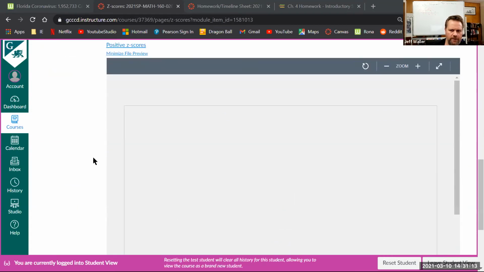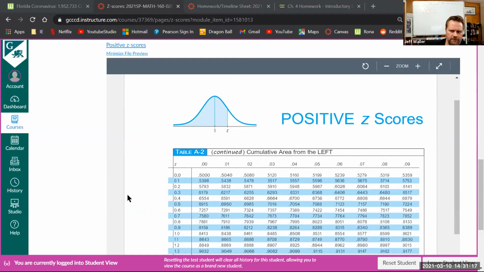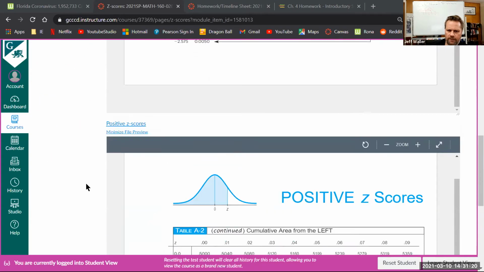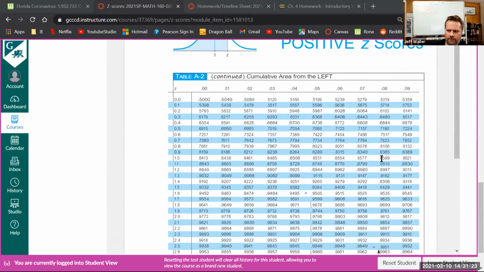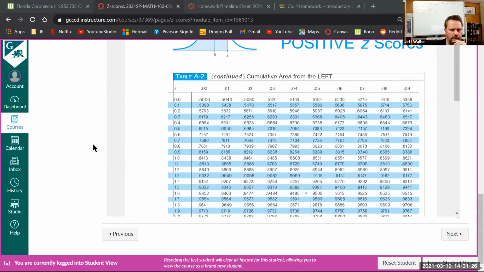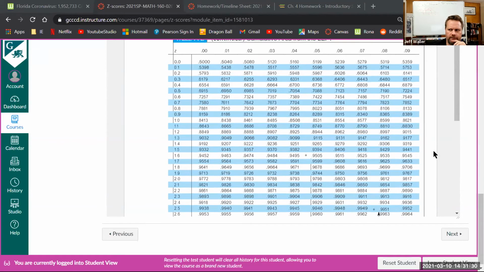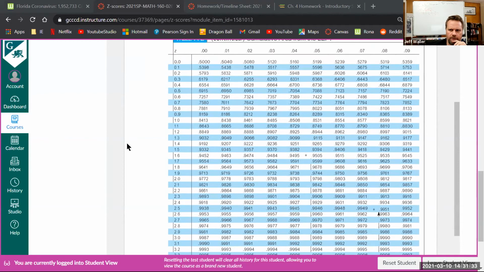All right, let's try a more complicated one. Let's come down here so I can show you the positive z-scores. So here are the positive z-scores. I think you can still read it. Okay, so let's try a problem out here. I want to know the probability that z is greater than 0.76. Can you draw that first? And of course, I'm working with a normal curve. What's the probability z is greater than 0.76?